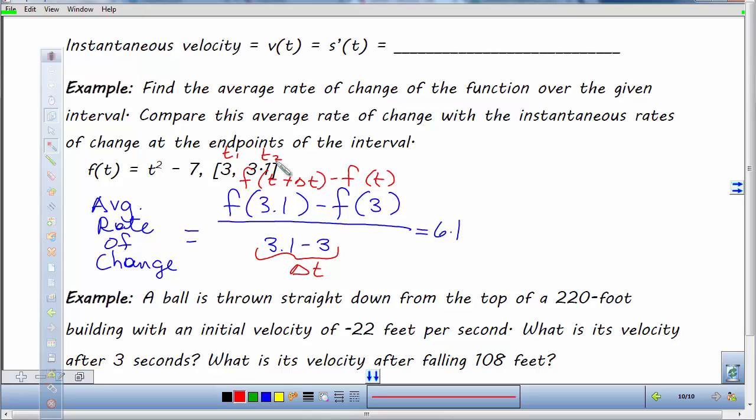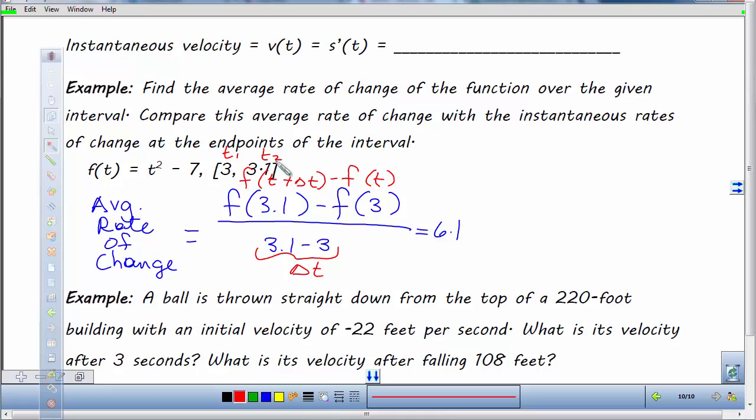Right, because this is interval notation. In interval notation, you always write the smallest number first and then the largest number second. So this is an interval, and we're finding the average rate of change from 3 seconds to 3.1 seconds. Is that okay? All right, so we found the average rate of change. Now they wanted us to find the instantaneous rate of change.